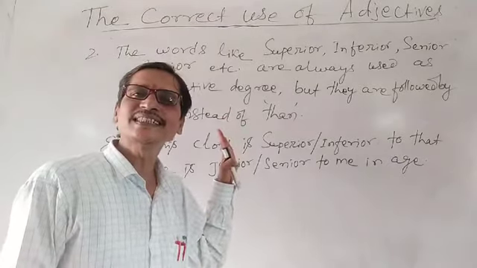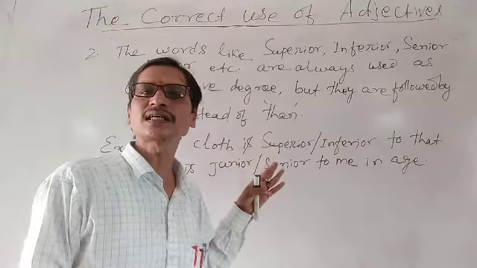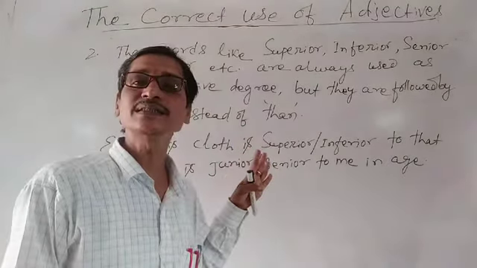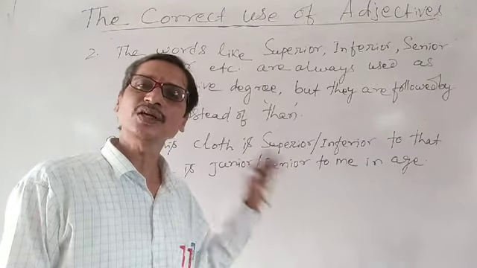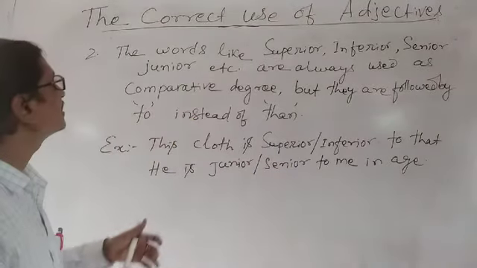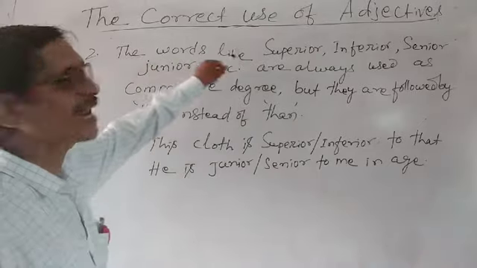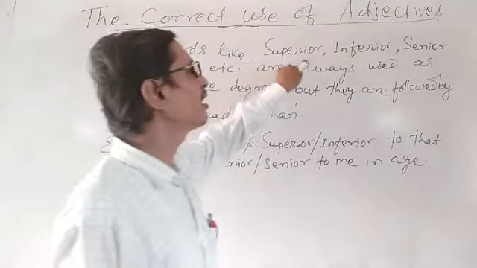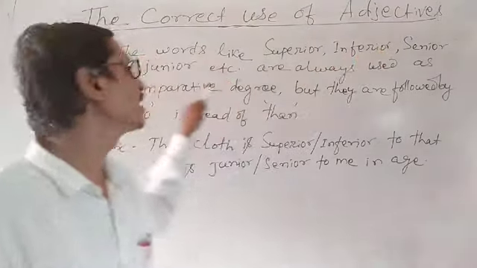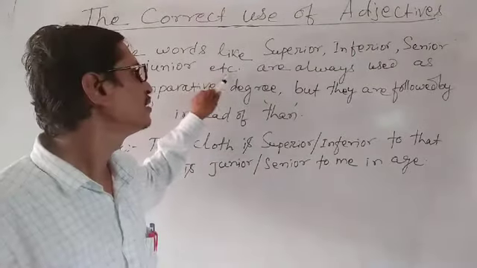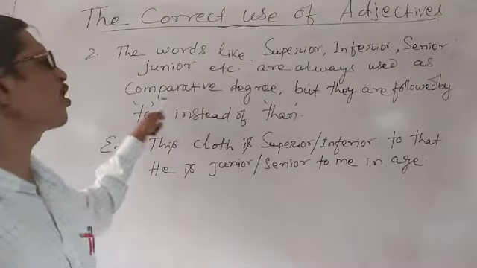Let's understand the second instruction for using adjectives correctly. What does it say? It says the words like superior, inferior, senior, junior, etc. are always used as comparative degree.